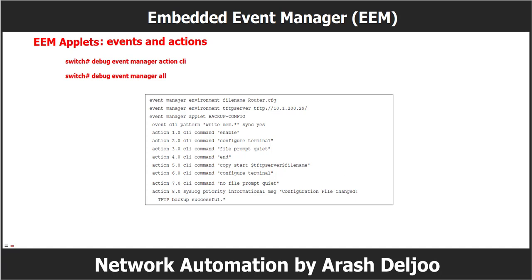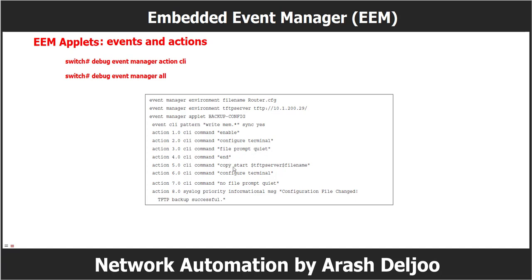Look at here. This is the event manager applet, or EEM applet. The name is backup config, and this is the event, and here we have some actions. The event is a pattern of write memory with any other characters in the CLI, and after that we have multiple actions. The first action is enable, the second action is configure terminal, the third is file prompt quiet, and then action 4 is the end.